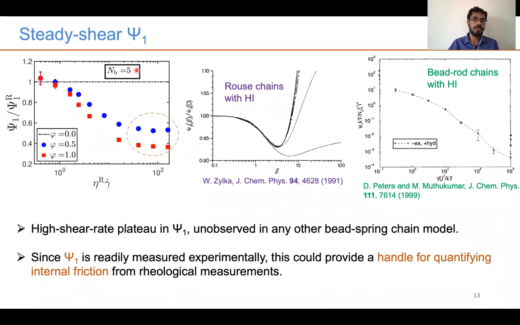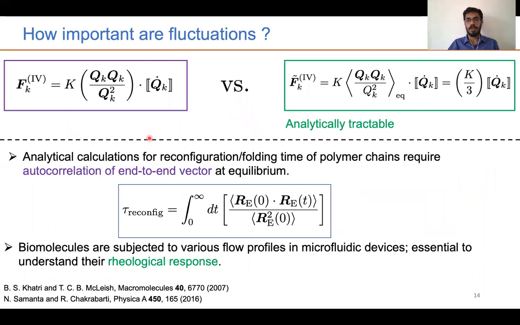Next, we turn to the first normal stress difference coefficient, where the chains with internal friction predict the appearance of a high shear rate plateau for psi 1. This is in stark contrast with the hydrodynamic interaction case, where one observes a shear thinning followed by a shear thickening. Furthermore, this is also in contrast with the bead rod chain behavior, where one observes a continuous shear thinning. Since psi1 is a readily accessible quantity experimentally, we anticipate that the measurement of psi1 would enable the rheological quantification of internal friction. Let us now turn to the question about fluctuations.